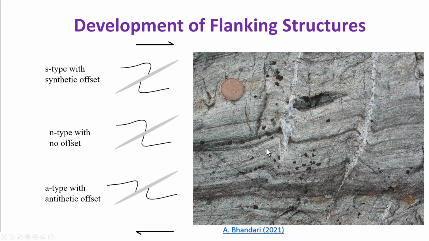Depending on the relative rheology, the initial geometry, and the imposed macroscale flow, different flanking structure geometries can be developed. Some of them are S-type with a synthetic offset, others called N-type, and still others having this antithetic offset. Detailed investigation of this is in the PhD thesis of Ankit Bhandari.